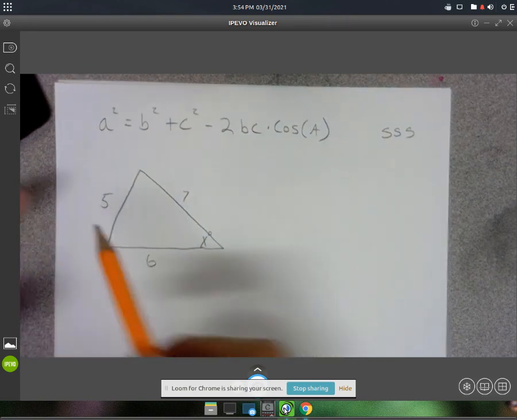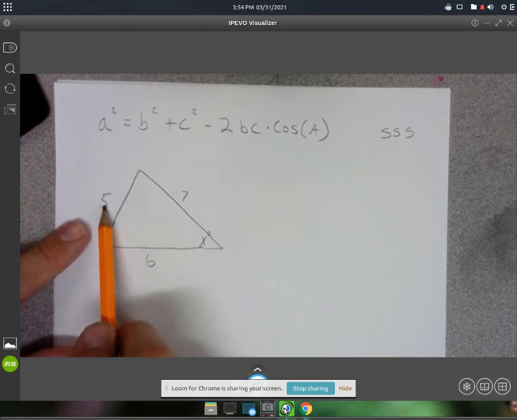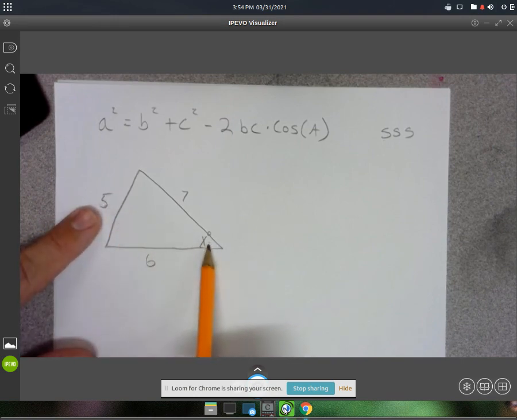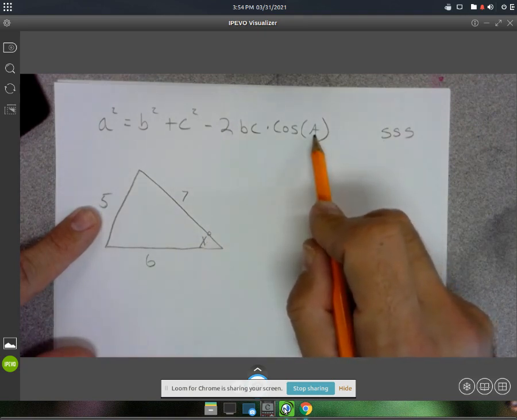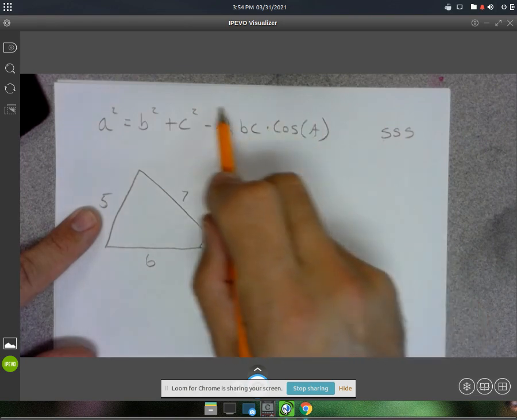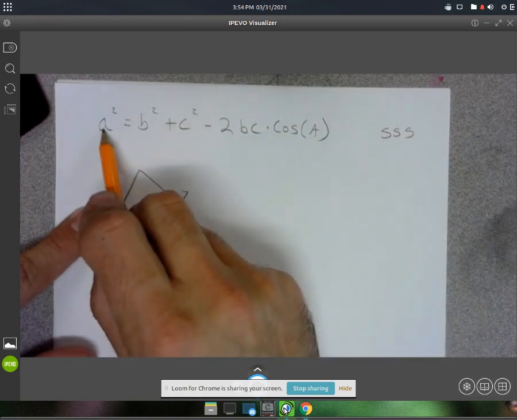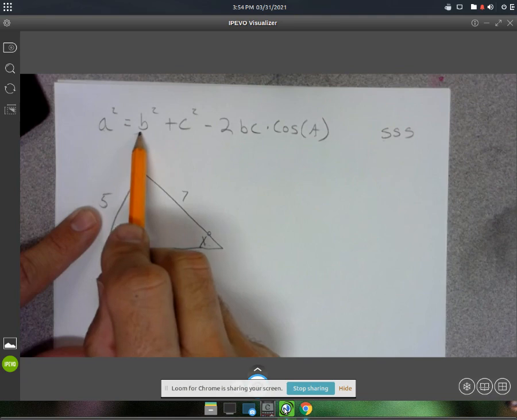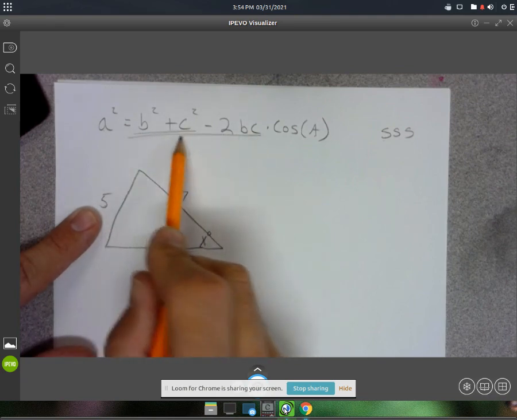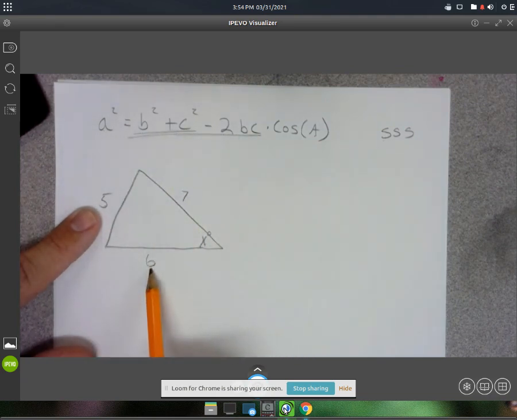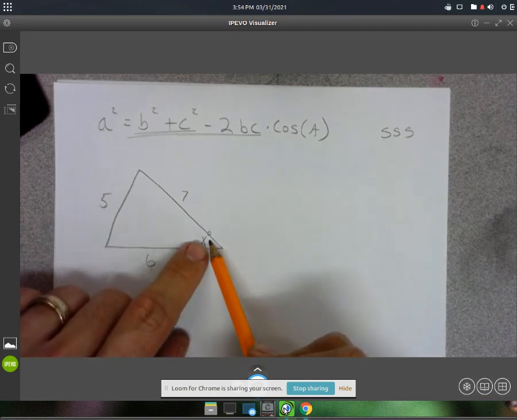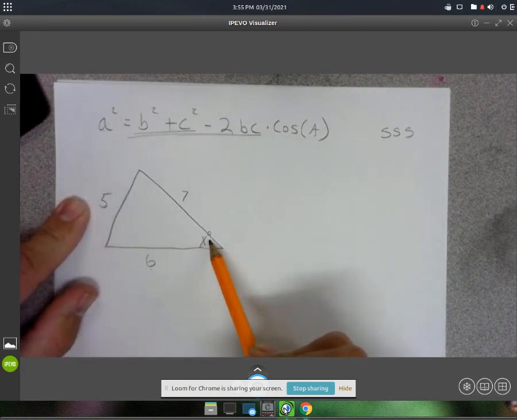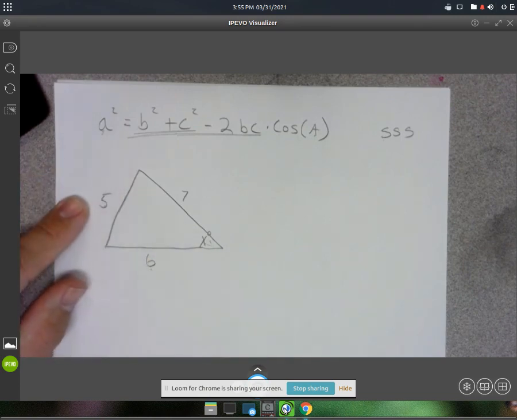The important part is that 5 is the side that is across from the angle. So if I'm going to plug in x for here, that means the 5 is going to get plugged in for the a over here. It's always the two sides right here, so 7 and 6 would be my two sides, and this x is going to be the included angle. If this is the included angle, then the side that's across from it has to be my third side on the other side of the equal sign.